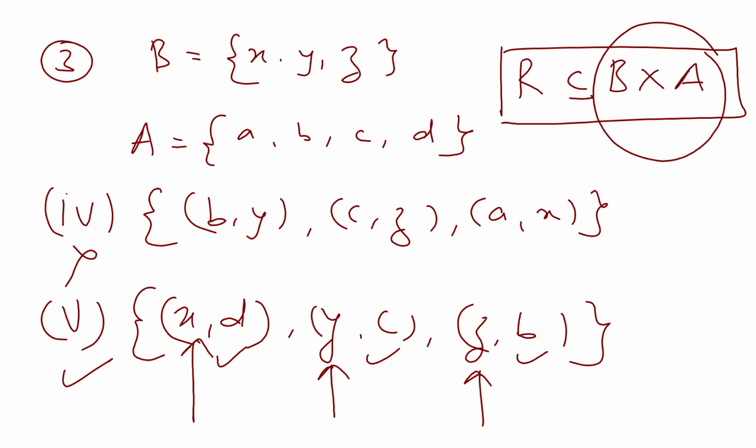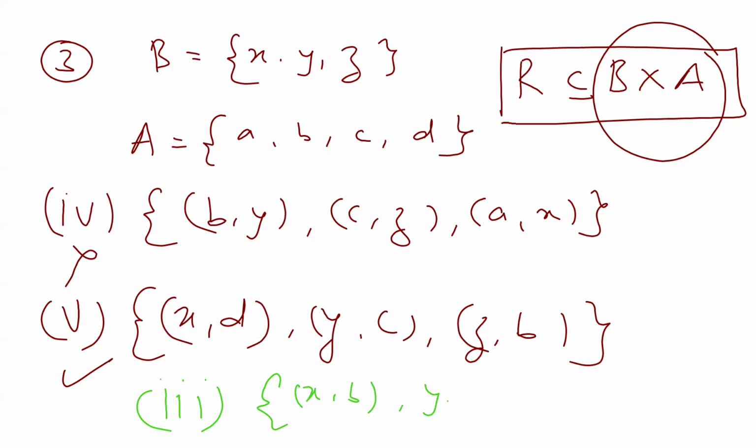And the third one. I forgot the third one, that I will solve right now. Third sub question. XB, YA. Now the first components are from set B. That's perfectly fine. The second components are from set A. That is also fine. So it's a relation from B to A. Not a problem. So the third one, yes, it's a relation from B to A.